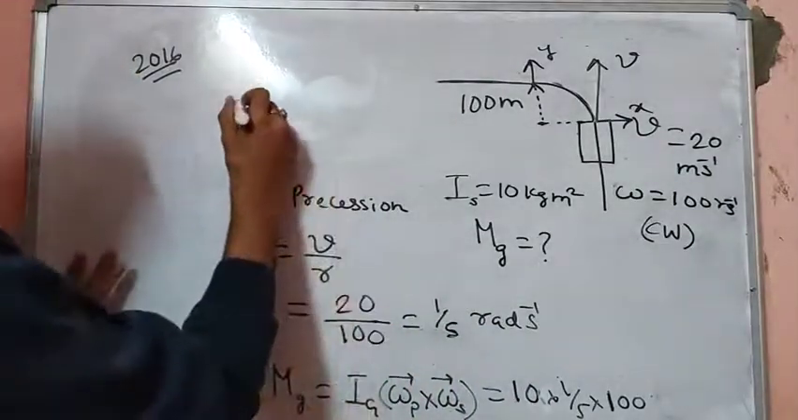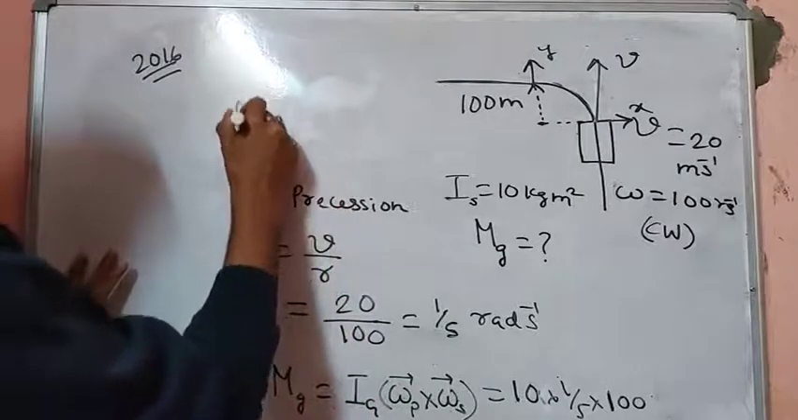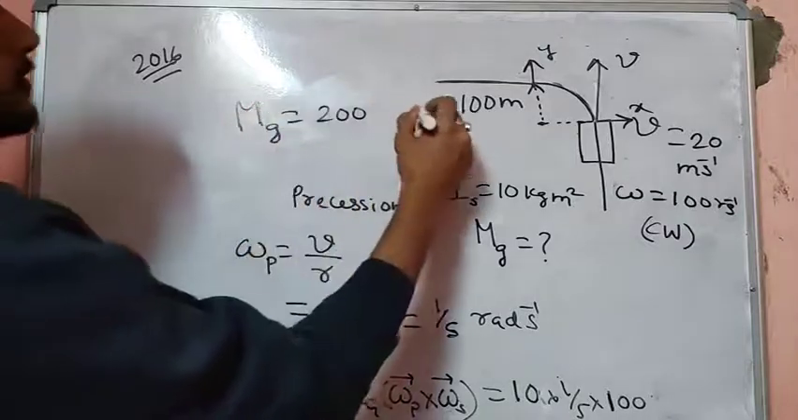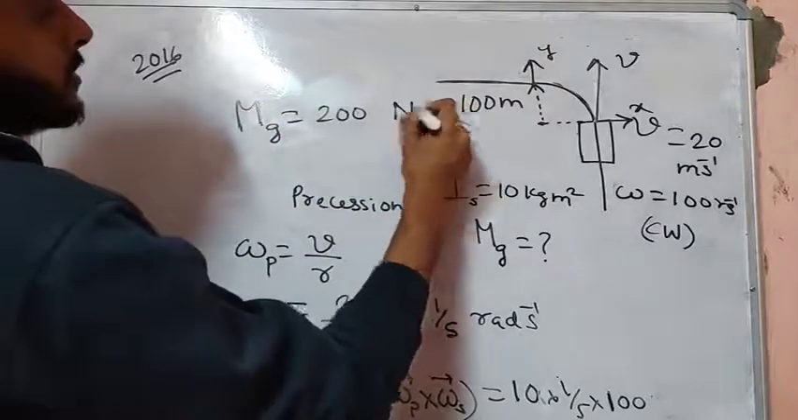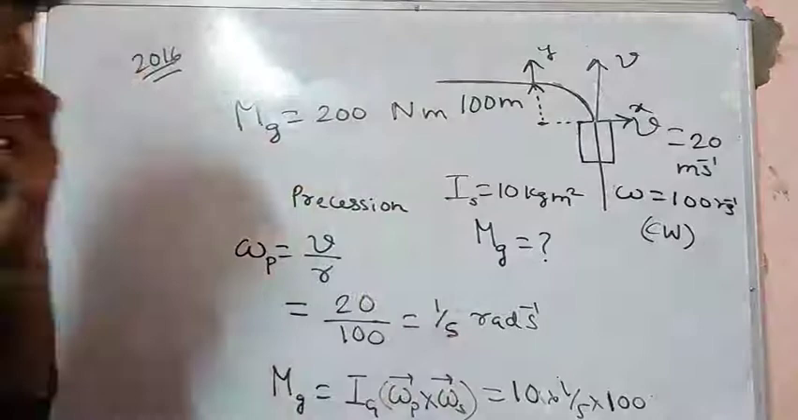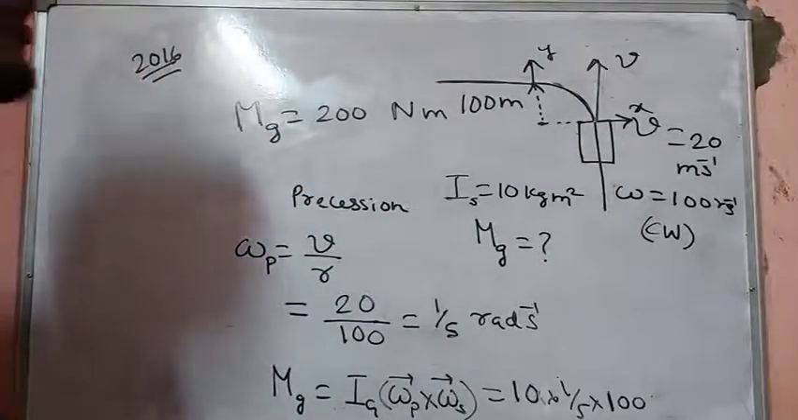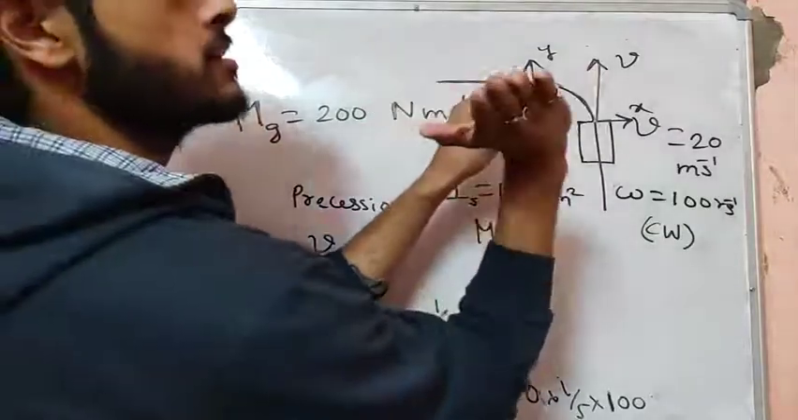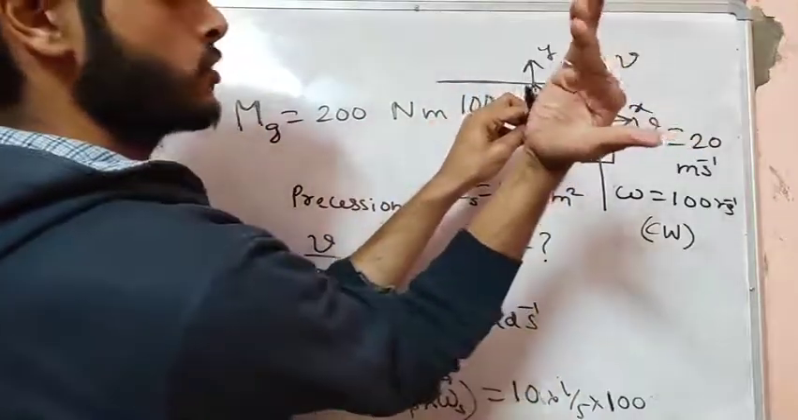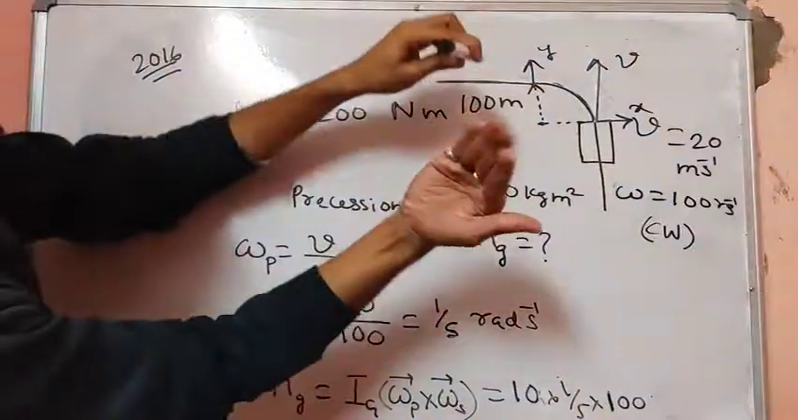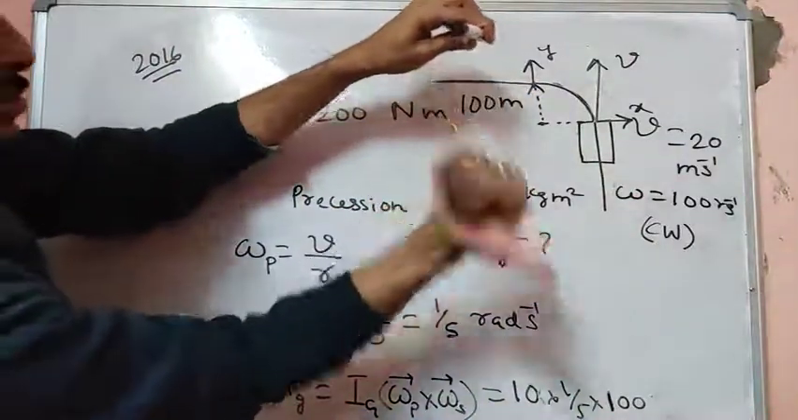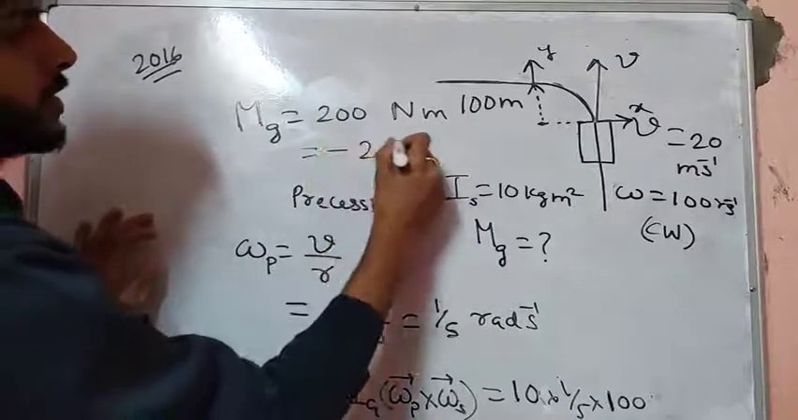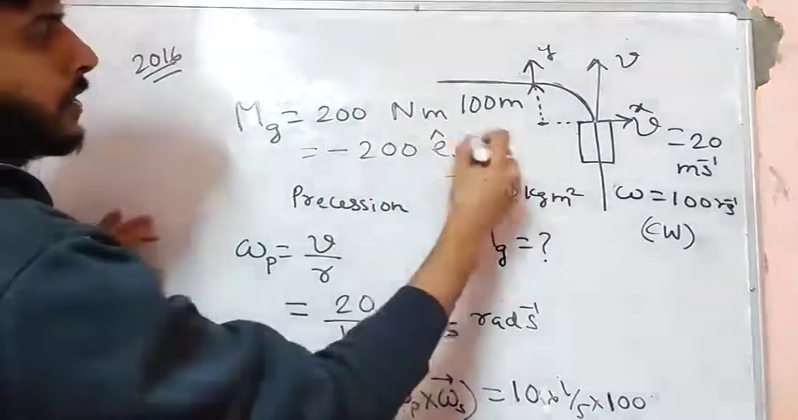So the gyroscopic torque is equal to 200 Newton meter. And what is the direction? The direction we can find from omega p cross omega s. Omega p is in this direction. If we use omega p cross omega s, this is along the minus Ey direction. Newton meter.